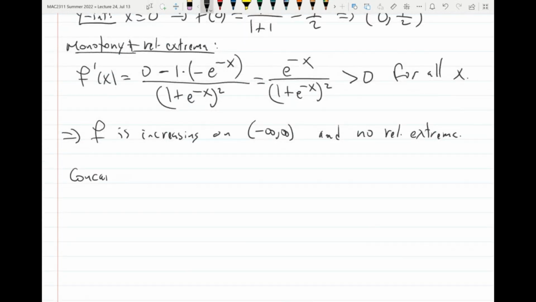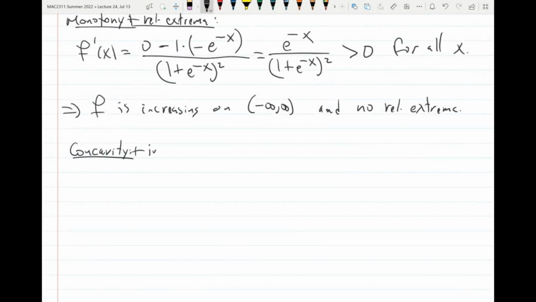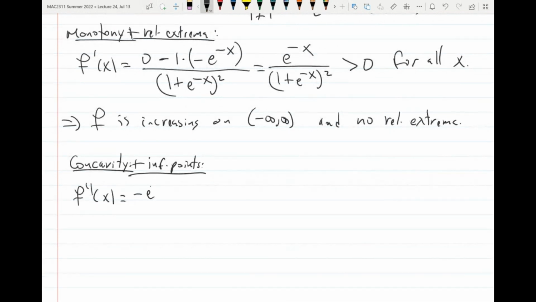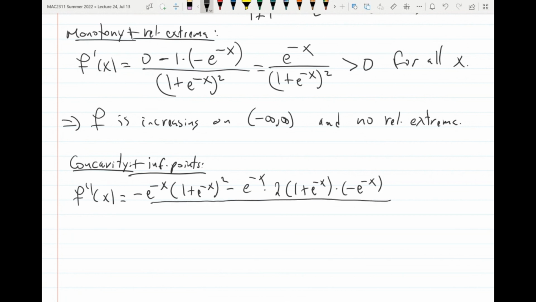So concavity, and of course inflection points. To do that, we need to look at f double prime. This one is more interesting. So quotient rule. Derivative of the top is negative e to the negative x times the bottom, minus the top times the derivative of the bottom: 2 times this times the derivative of the inside, which is negative e to the negative x, divided by bottom squared.